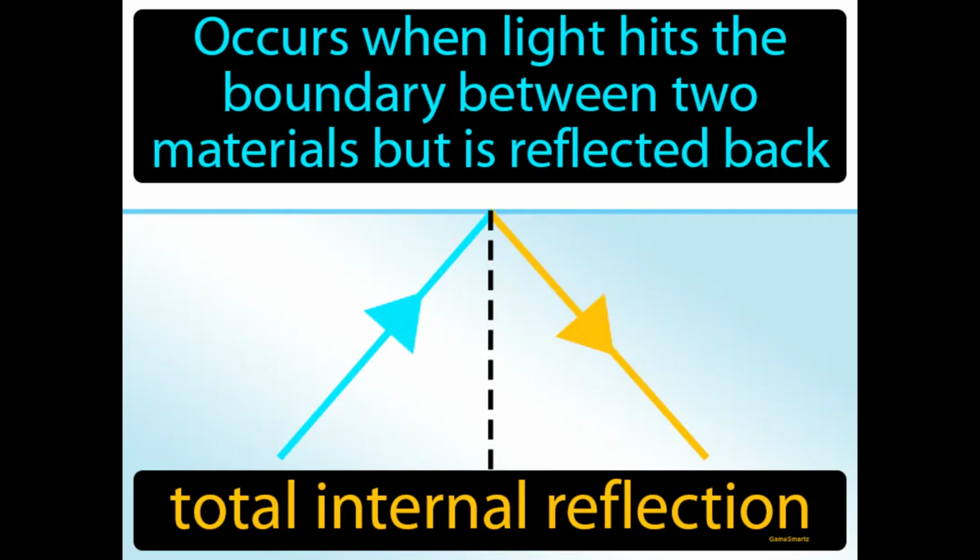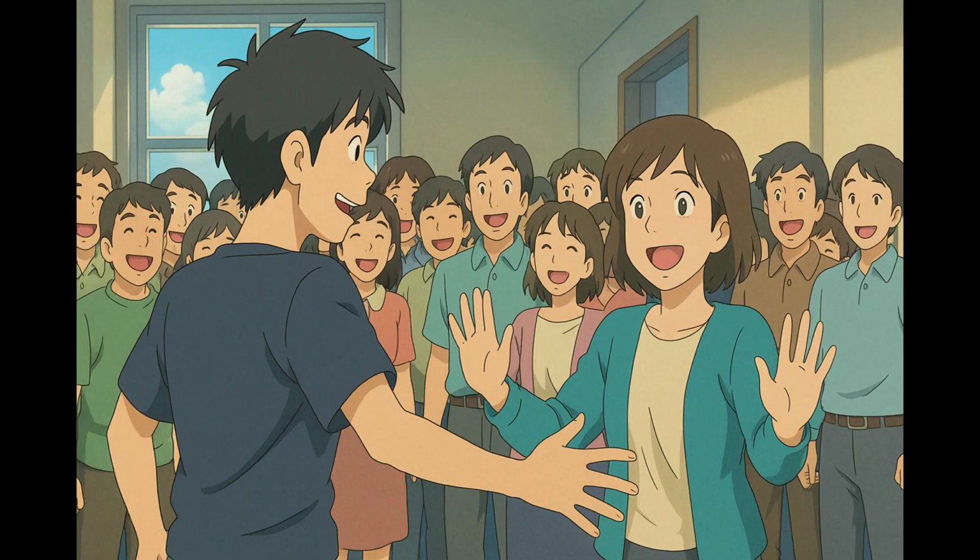Occurs when light hits the boundary between two materials but is reflected back. Total internal reflection. It is when light completely reflects inside a material instead of passing through, like light bouncing back into water from its surface. Imagine you're trying to walk through a crowded room, but when you reach a particularly dense group of people, you're pushed back the way you came.